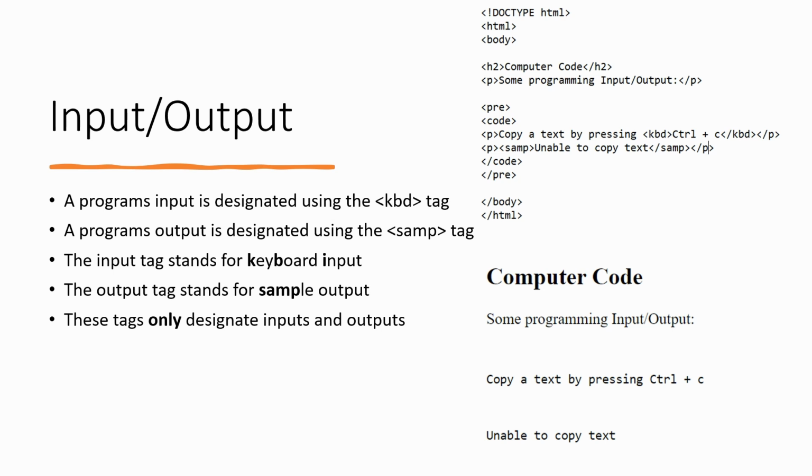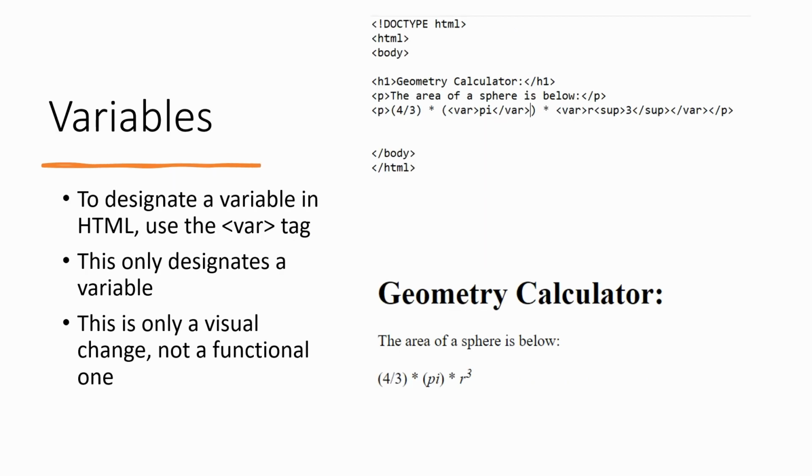And it's important to note that these only designate inputs and outputs. This is only a visual change, and this doesn't really affect anything functionally. You can also see that from the output and implementation I've shown for you in this slide. And now for our next topic, variables in HTML.